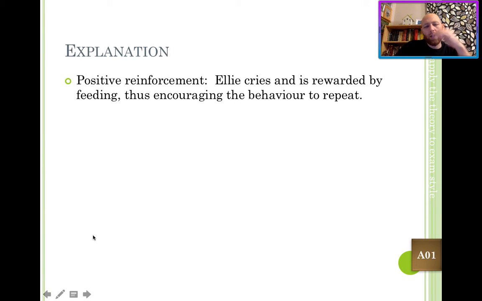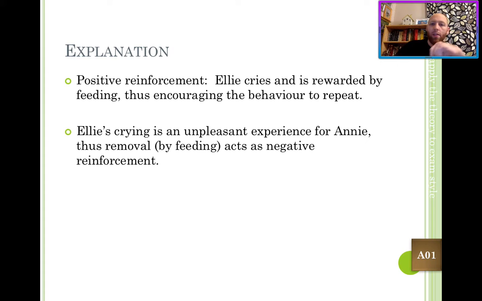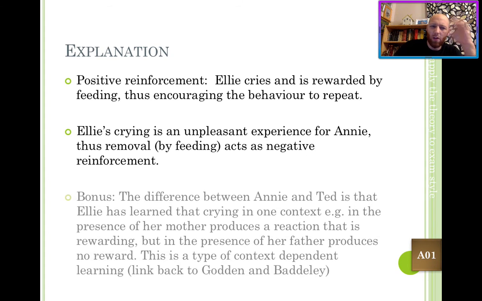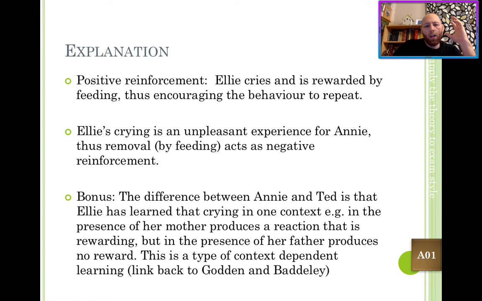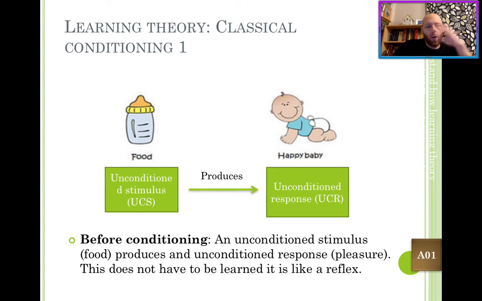So what is the primary explanation? So positive reinforcement. Ellie cries and is rewarded by feeding. This encourages the behavior to be repeated. Ellie's crying is an unpleasant experience for Annie, her mother. Thus, removal of that unpleasant experience by feeding and quieting the baby acts as negative reinforcement for the mum. It's switching off something the mum doesn't like. So, operant conditioning is all about reinforcement.